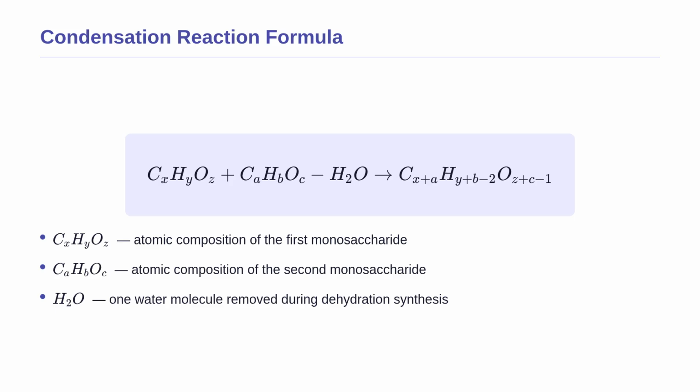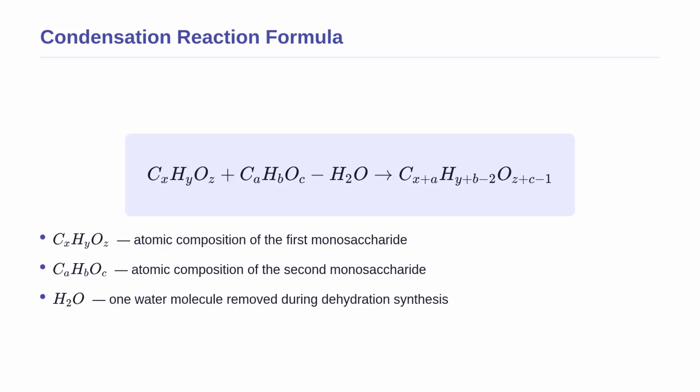This biological bonding process can be perfectly described using a mathematical equation. Here is the formula representing the condensation reaction that forms a disaccharide. Conceptually, it shows two separate sugar molecules coming together, losing water, and forming a new, larger molecule. The first term represents the atomic composition of the first monosaccharide. The second term represents the second monosaccharide.